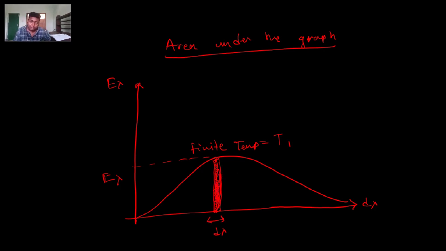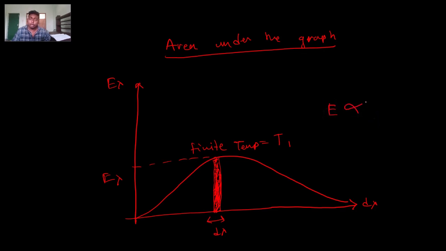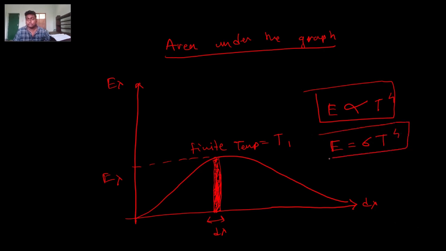Now, mathematically, it was derived that this energy was in the order of the fourth power of the temperature. Yes, the energy was in the order of the fourth power of the temperature. That was very interesting. And this equation was later derived as E equals sigma T to the power 4. Here sigma is the Stefan-Boltzmann constant, which is 5.67 times 10 to the power minus 8 watt per meter square per Kelvin to the power 4. This is the radiation which is coming out from the black body.